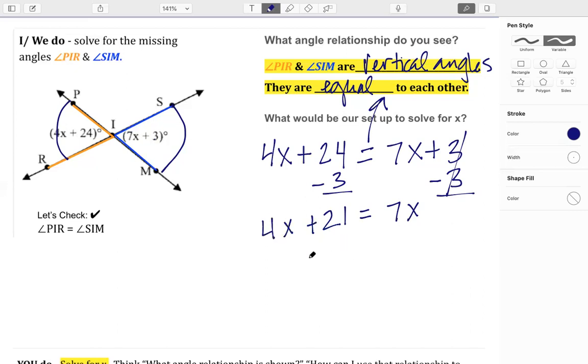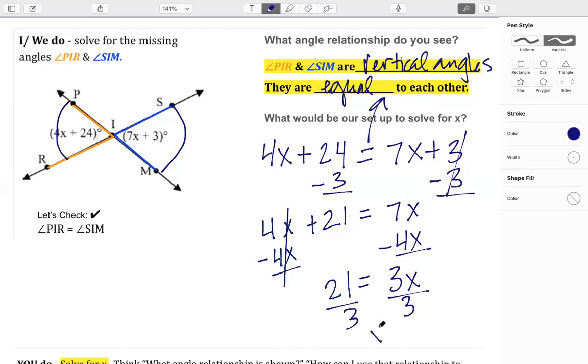Now we want to continue to simplify. Let's subtract 4x from both sides. When we do that, 4x and 4x cancel out. We're left with 21 is equal to 3x. 7x minus 4x, 3x. We continue to simplify. Our next step is to divide by 3. We get that x is equal to 7. Excellent. Okay, now again, we have the value of x, but we need to plug it in.